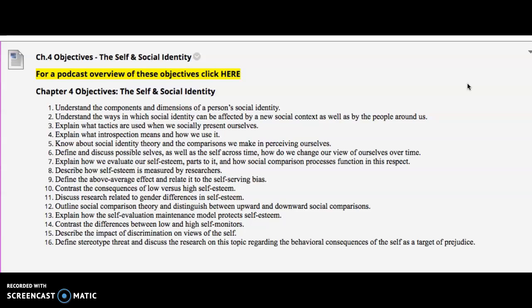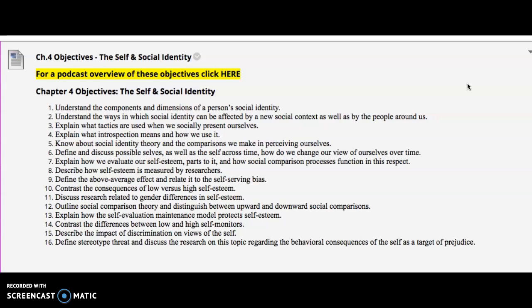Then explain what tactics are used when we socially present ourselves. When we give off a side of ourselves that we want other people to see, we are socially presenting. We talked in the last chapter about first impressions, and so we got into that a little bit. This is specifically how people will craft the way in which they want to be perceived by the world.